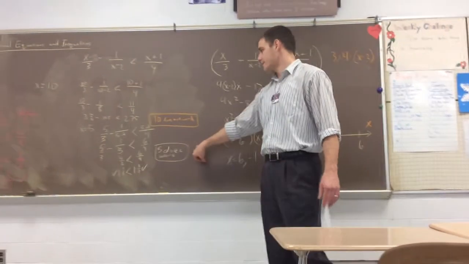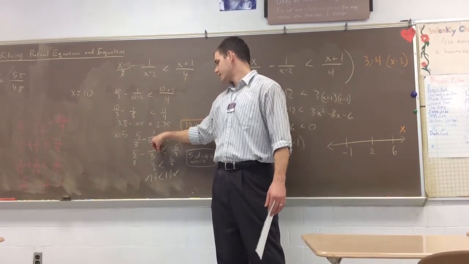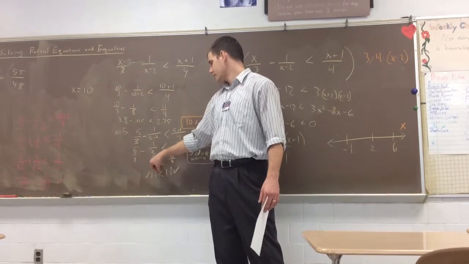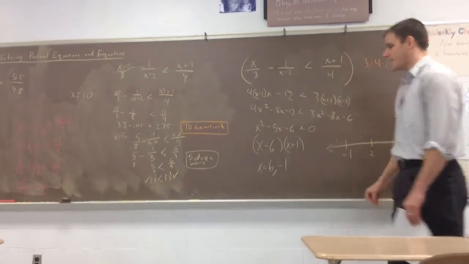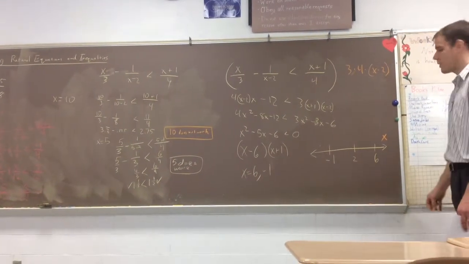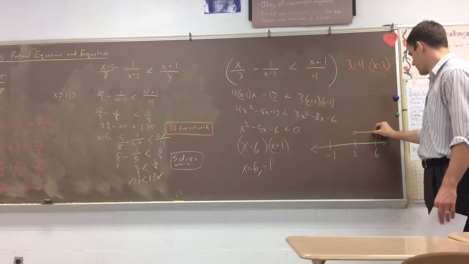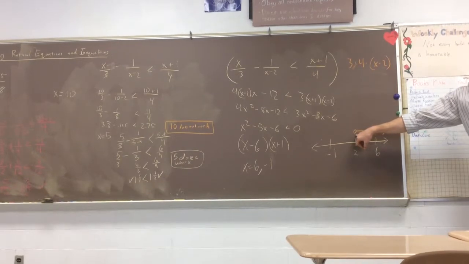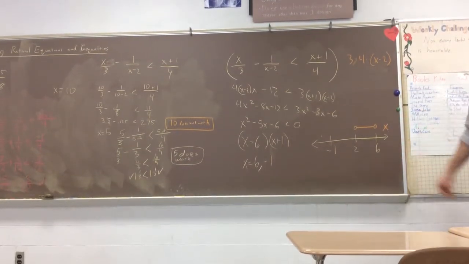Then we tried 5. So 5 thirds minus 1 over 5 minus 2, or minus 1/3, gets us 4 thirds, or 1 1/3. Plug in the other one, gives you 1 1/2. Does that work? 1 1/3 less than 1 1/2? Yes. Now we can't equal 2, so we have to leave that open. It's also not equal to 6, so we have to leave that open as well.